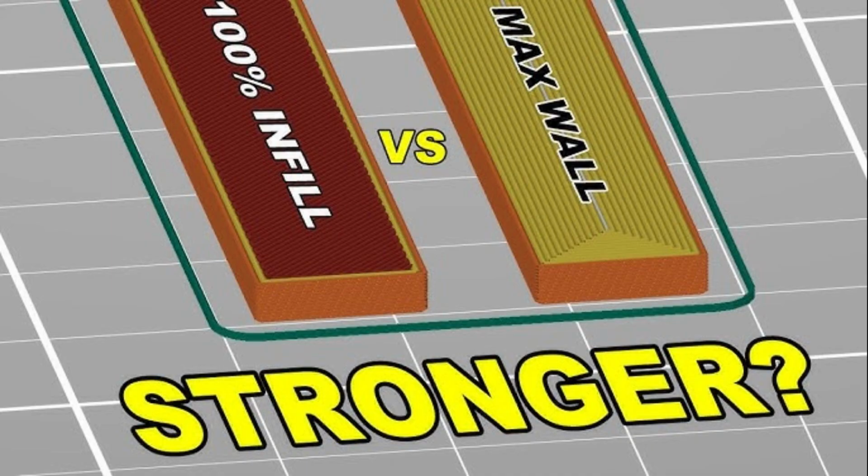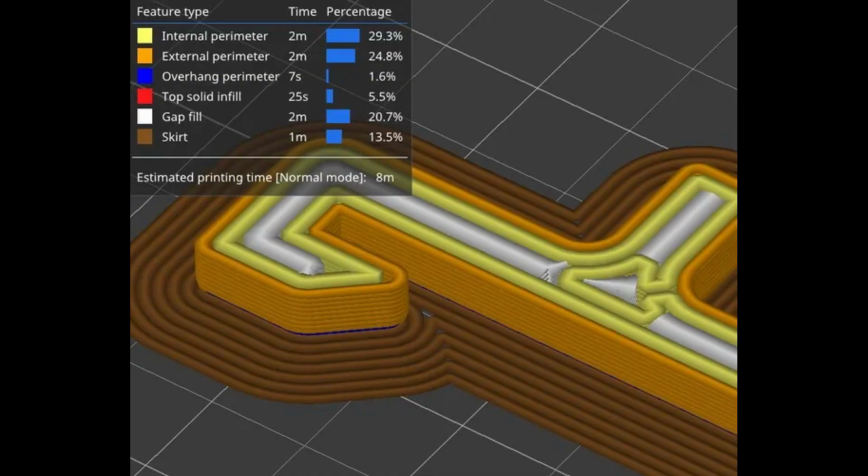When you increase wall count, you are not just thickening the surface, you are changing how forces flow through the printed part. The slicer generates these perimeters first because they define the shape and seal the inside of the print. Everything else happens inside those boundaries.